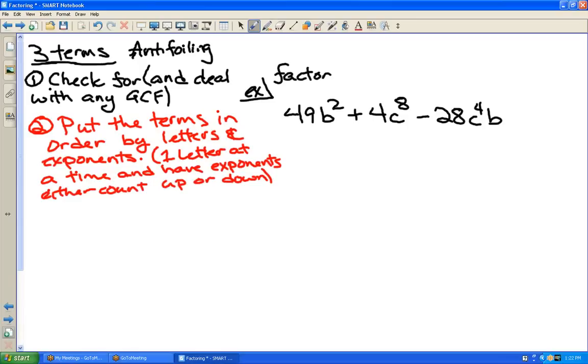I would pick the B's first, just because B comes first in the alphabet. It doesn't matter which letter you pick. But if I pick my B's, I want to start with my highest exponent. So I'm looking here, my highest exponent of B, that's kind of creative, that's a B squared. And then I have a plain old B, and then I have something else that has no B. So if I put them in order with my B's, counting downwards, I would have 49 B squared.